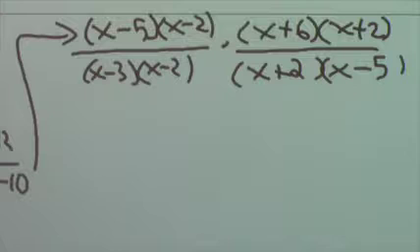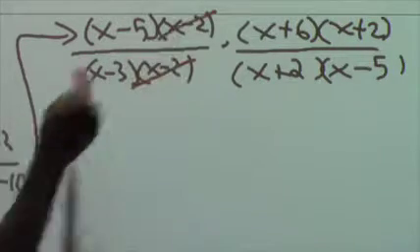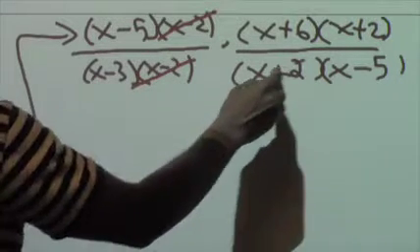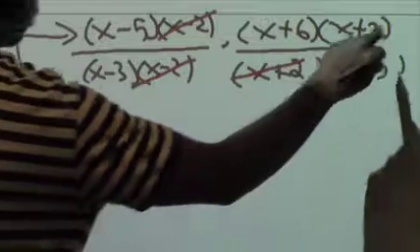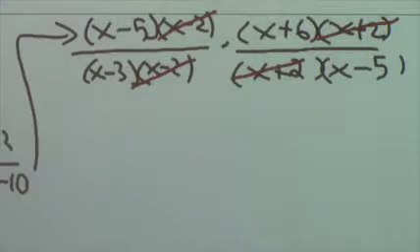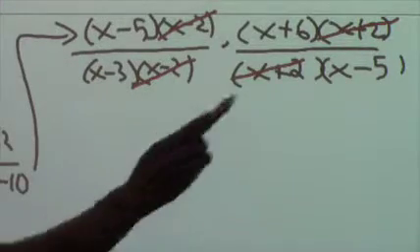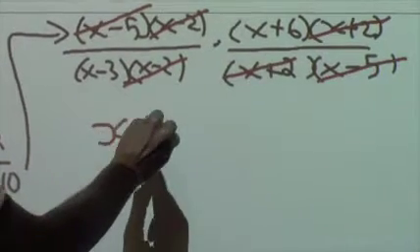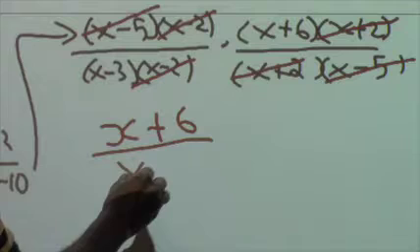Now we look for common factors within the numerator and denominator and cancel them. The first one I'm seeing is x minus 2 in the denominator, and x minus 2 in the numerator. That's going to cancel. I see an x plus 2 in the denominator and an x plus 2 in the numerator. I see an x minus 5 in the denominator and an x minus 5 in the numerator. So what am I left with? I'm left with x plus 6 over x minus 3.